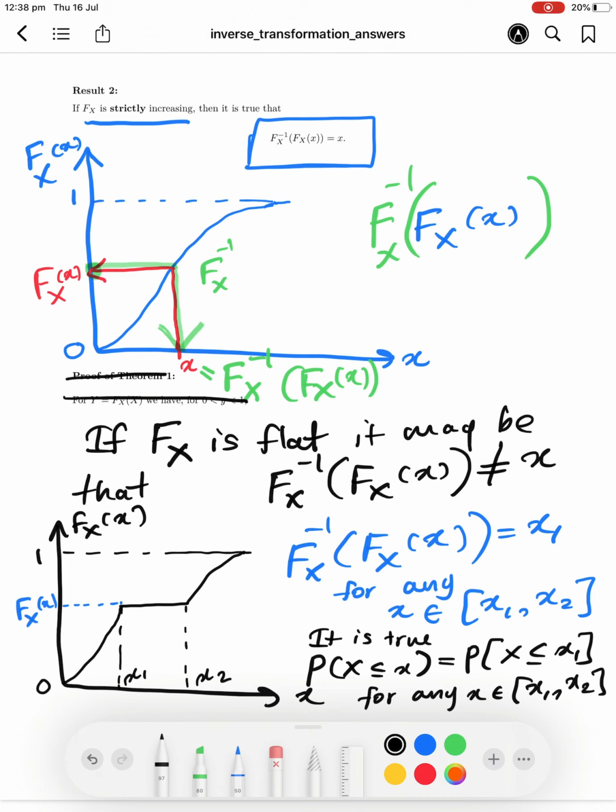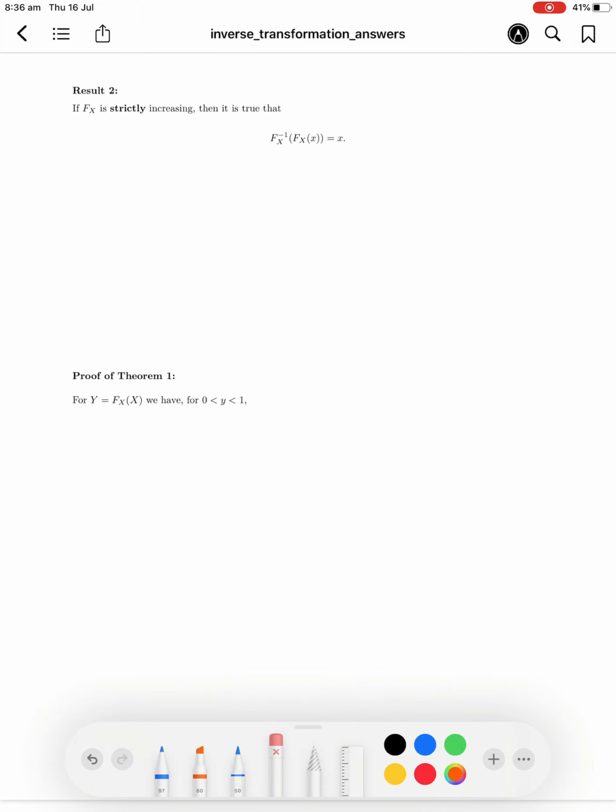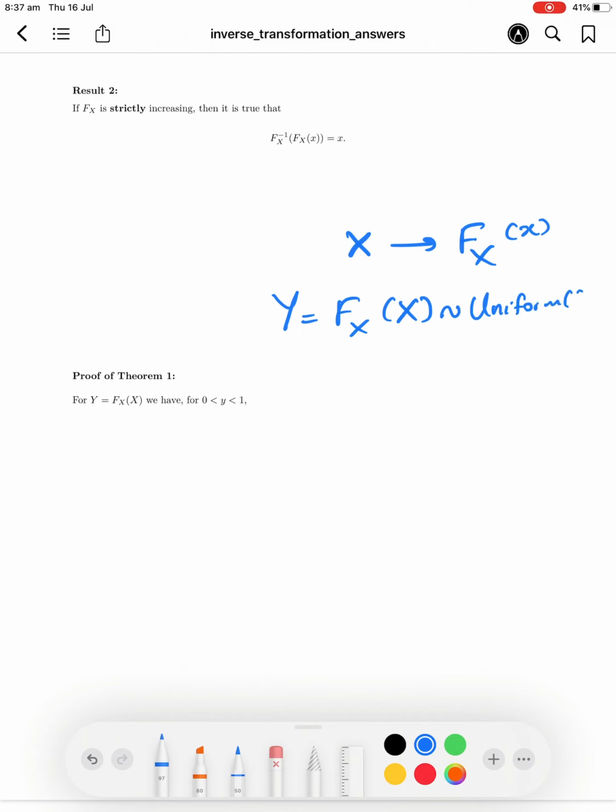Now we can, okay, now let's prove the theorem. The theorem says if x takes the CDF Fx x, then the random variable created from its CDF follows a uniform distribution with parameters 0 and 1.